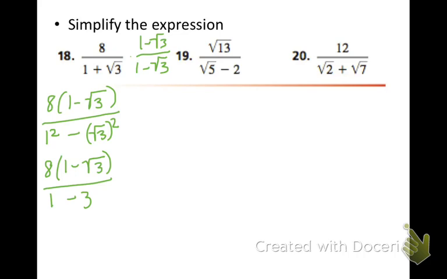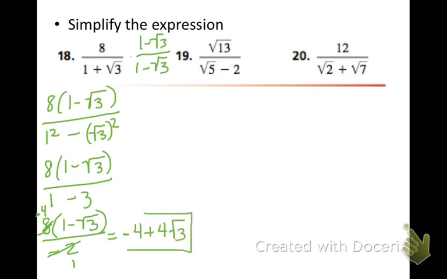And this 8 and the negative 2 can be simplified, so that's why, since I didn't distribute, I'll have less work to do in the end over the negative 2. So negative 2 goes into itself once and goes into 8 negative 4 times. So now I will distribute a negative 4, and I will get negative 4 plus 4 square root of 3 as my final answer. Okay, because I've taken a negative 4 times the 1, and I've taken a negative 4 times a negative square root of 3.